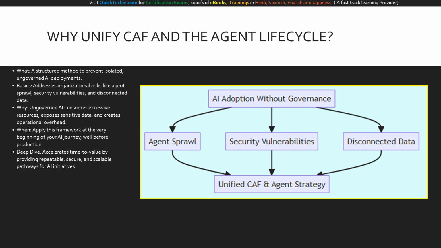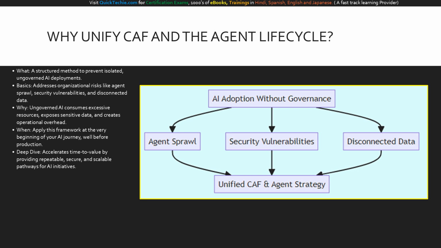When should you apply this? This framework must be initiated at the very beginning of your AI journey, well before any proof of concept moves into production. How does this mitigate risk? It ensures that every agent is bound by enterprise security policies, operates within defined landing zones, and relies only on authoritative data sources. The deep dive here reveals that integrating these frameworks accelerates your time to value. Your development teams no longer have to guess about security baselines or deployment standards because the unified model provides a repeatable, secure, and highly scalable pathway for all AI initiatives.